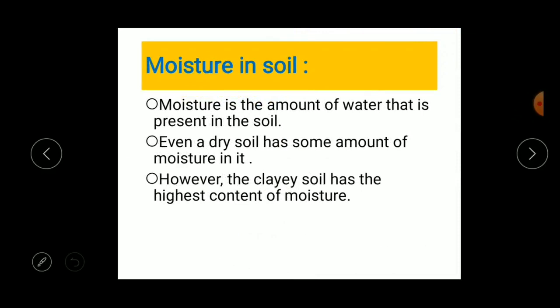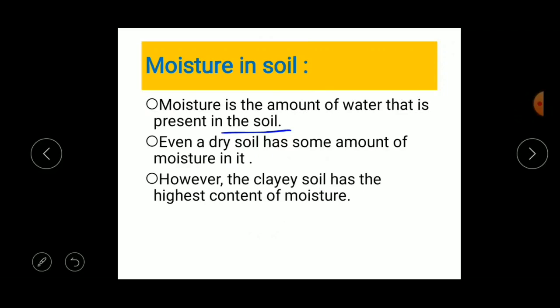Now let's move to another property, that is moisture in soil. What do you mean by moisture? Moisture is the amount of water that is present in the soil. Even a dry soil has some amount of moisture in it. However, clay soil has the highest content of moisture.